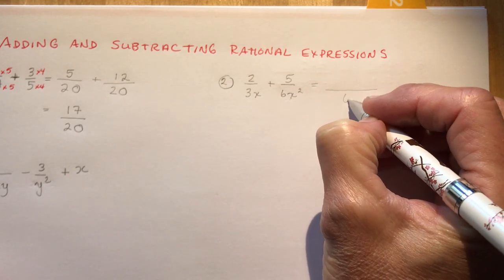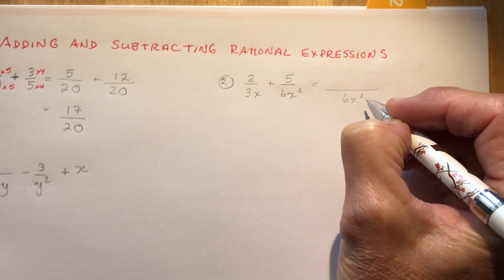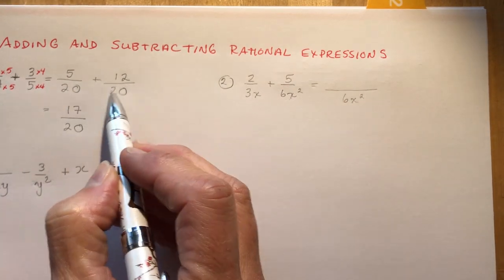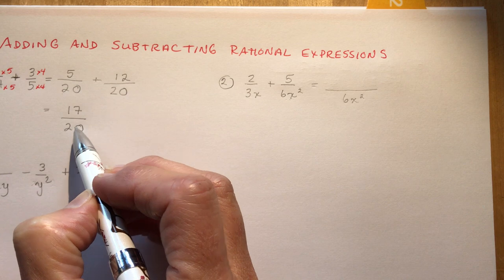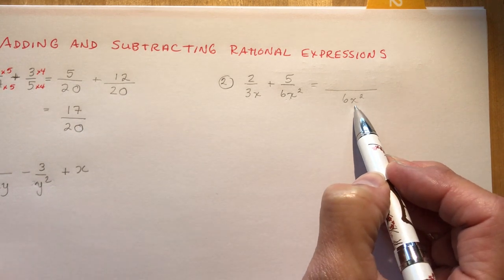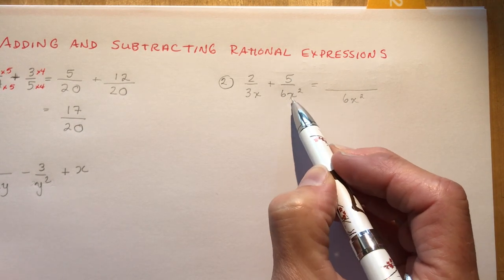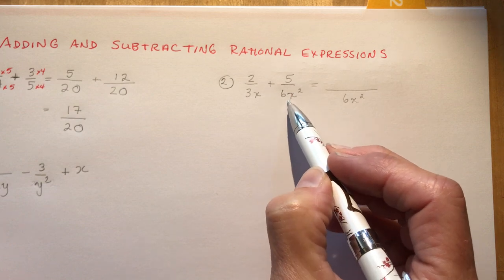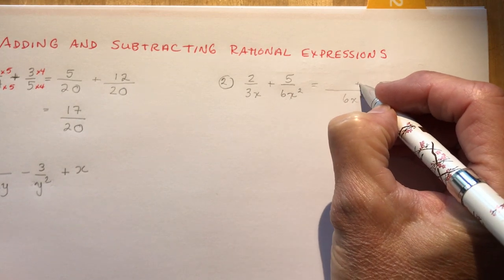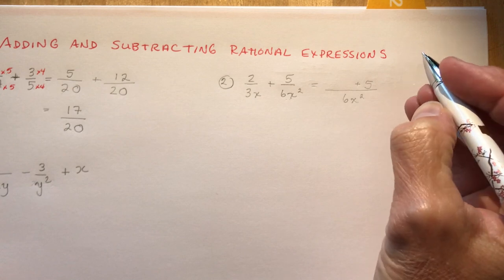And I'm going to write it just like this. So we have one denominator of 6x squared. Just like in the end here, we had one denominator of 20. I'm just going to do it in one step now. So I didn't do anything to this fraction. It was already over 6x squared. So I leave the 5 there.